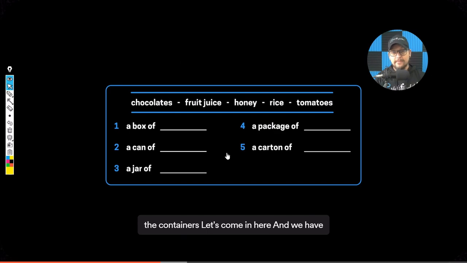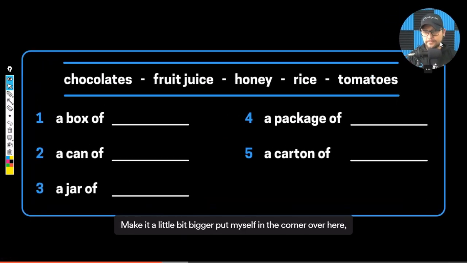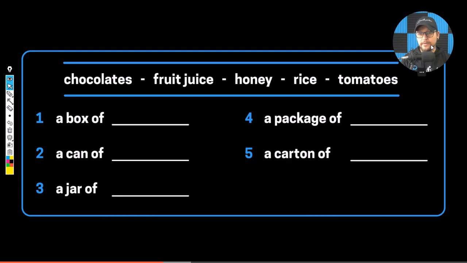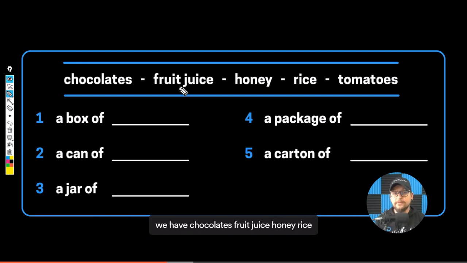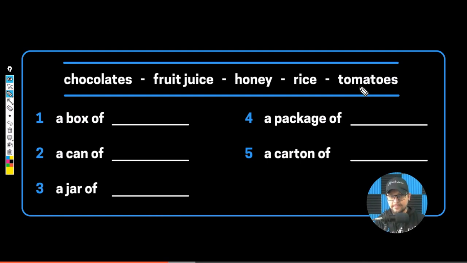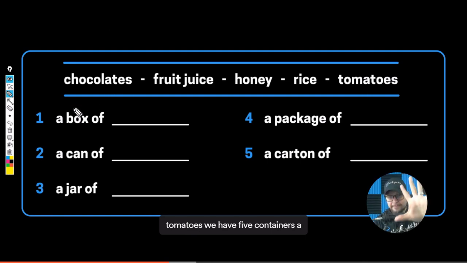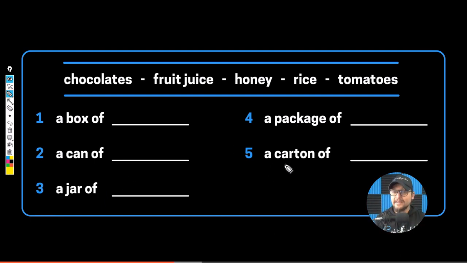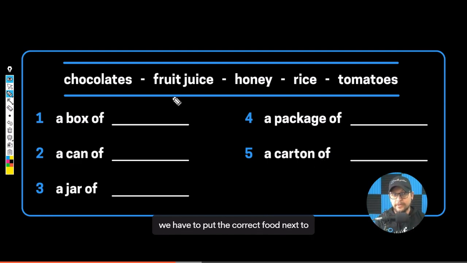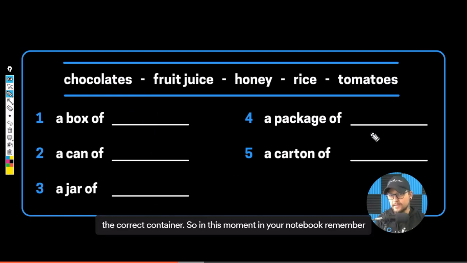Let's come in here. And we have, let me make it a little bit bigger. Put myself in the corner over here. Or I can put myself down here. Yeah, down there is fine. Okay. So we have chocolates, fruit juice, honey, rice, tomatoes. And we have 5 containers. A box of, a can of, a jar of, a package of, and a carton of. We have to put the correct food next to the correct container.